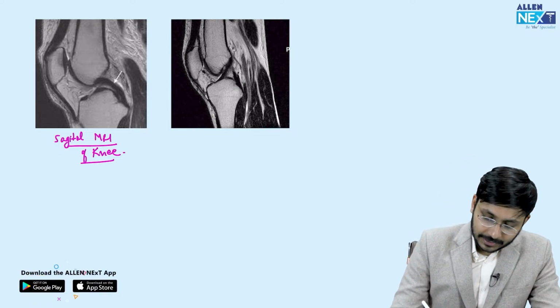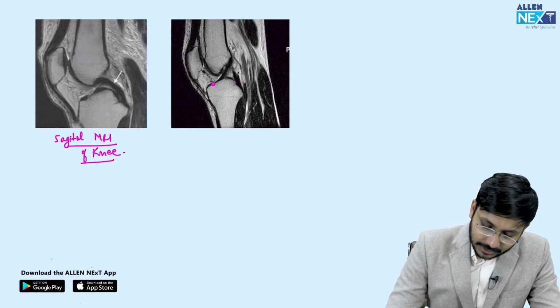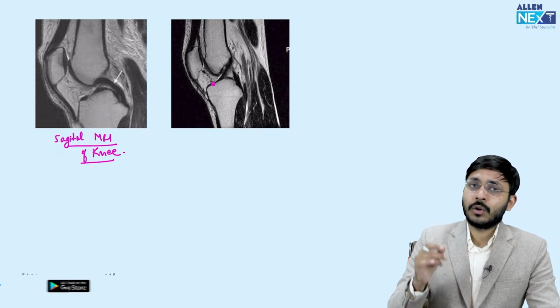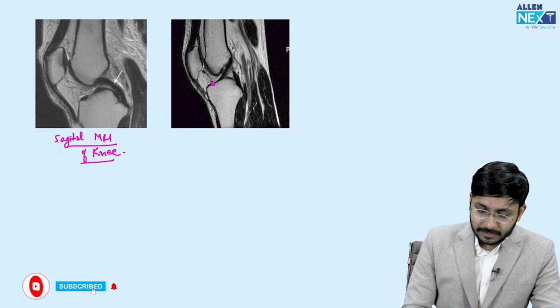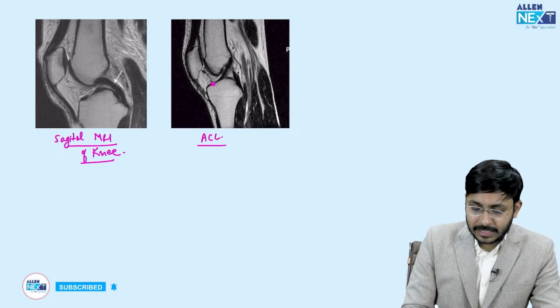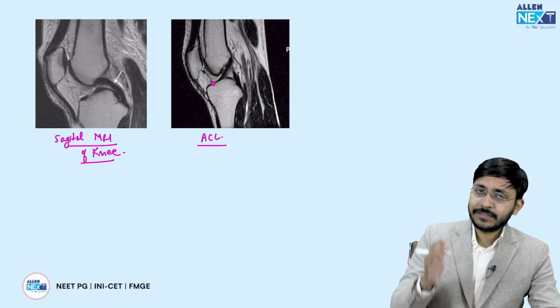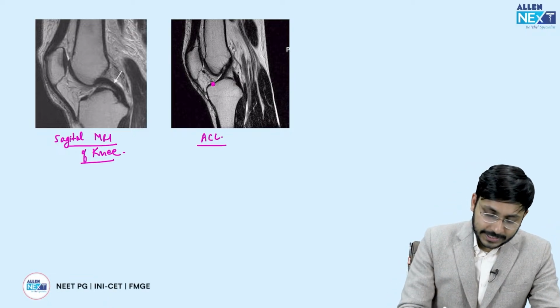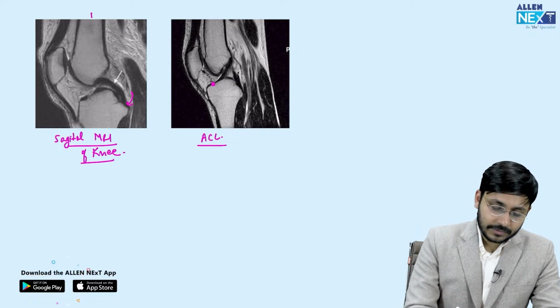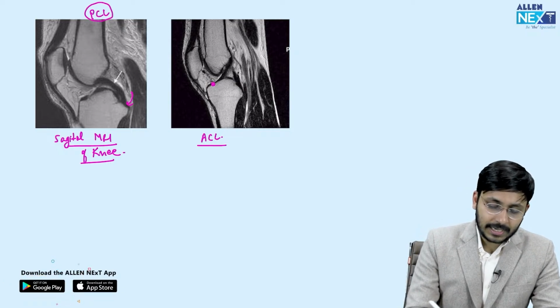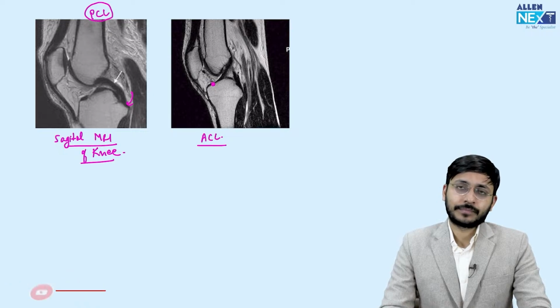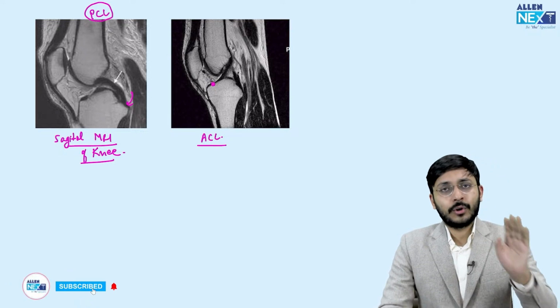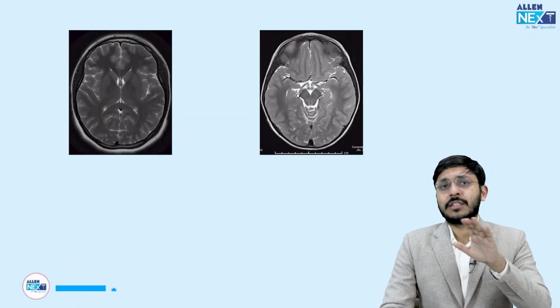Now, anterior and posterior are described with respect to their attachment on the tibia. So, if the ligament is attaching on the anterior aspect of the tibia, this will be your anterior cruciate ligament. Likewise, a ligament attaching on the posterior aspect of the tibia, this will be your posterior cruciate ligament, or the PCL. Okay, now moving on to some important structures in the brain.